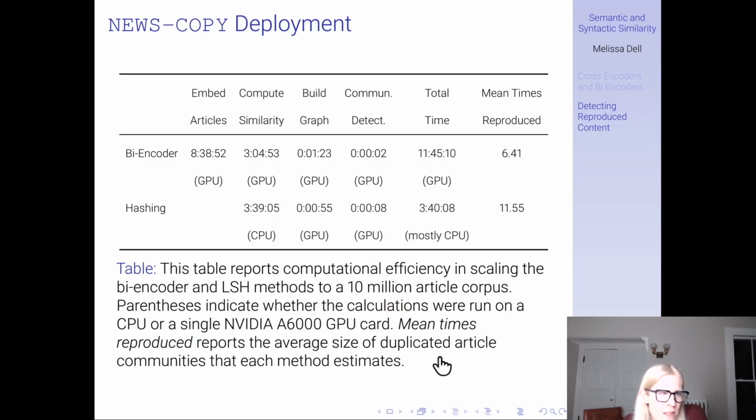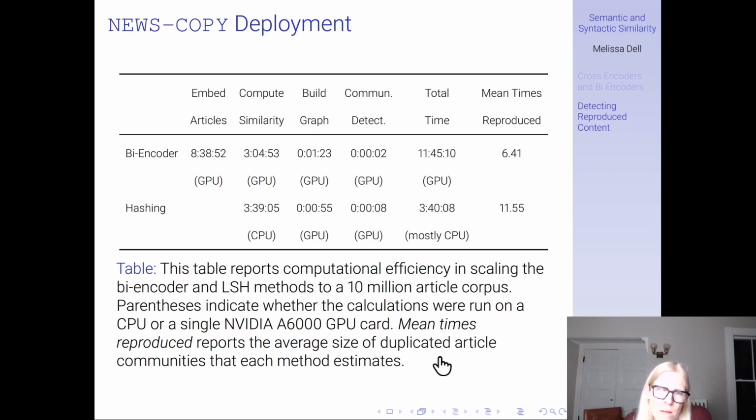This is breaking down the time required. Most of the time required to deploy the bi-encoder is just to embed the articles. To take those 10 million articles and pass them through our encoder to get the 768 dimensional vector representation of each article takes a little over 8 hours. This is on just a single GPU card. Then we compute the similarity, which requires making 10 to the 14th distance calculations. FAISS is insanely optimized, and so that takes around 3 hours on a single GPU card.